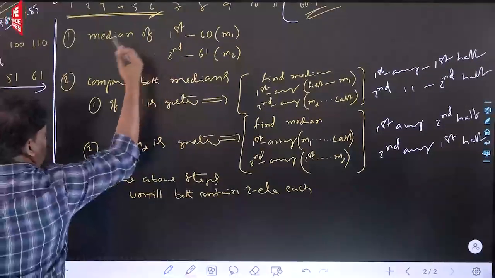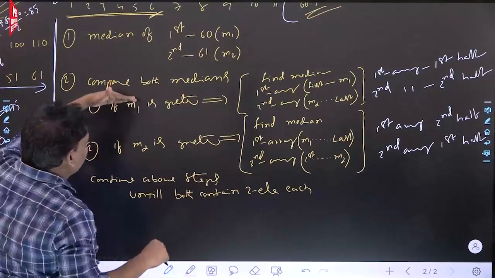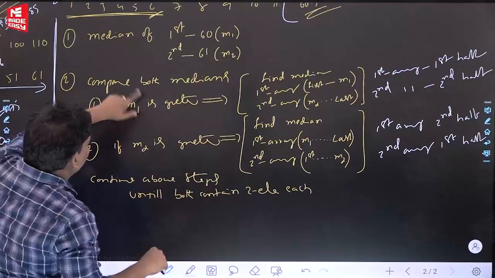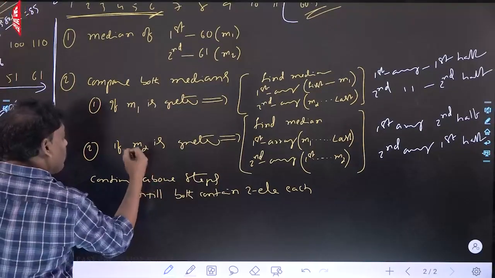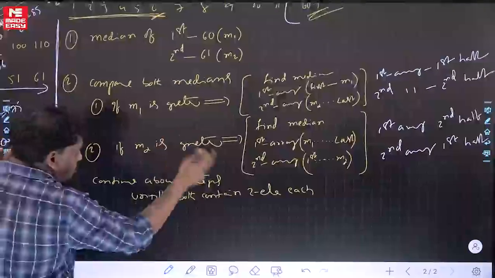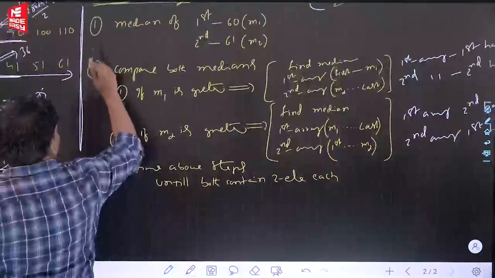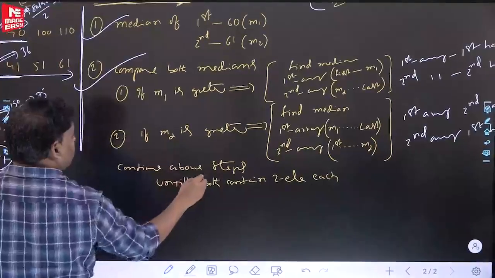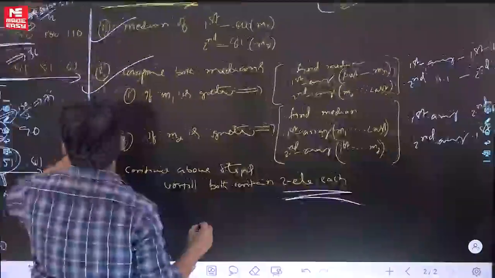First find medians, compare both of them. If M1 is greater, because M1 elements are greater, take M1 first half only, but M2 second half. If M2 is greater, take M2 first half only, but M1 second half. Continue the same story, repeating both the steps, until both contain 2 elements each. So I did that.